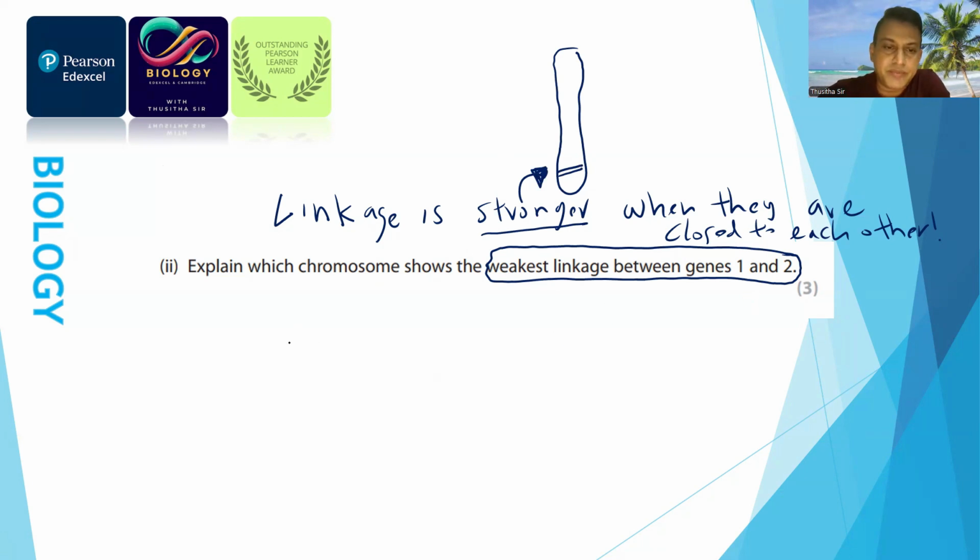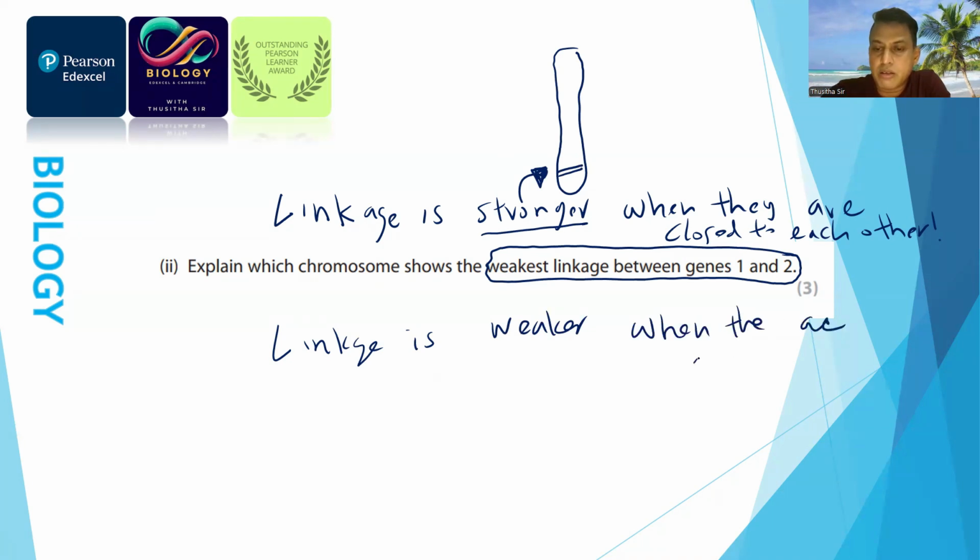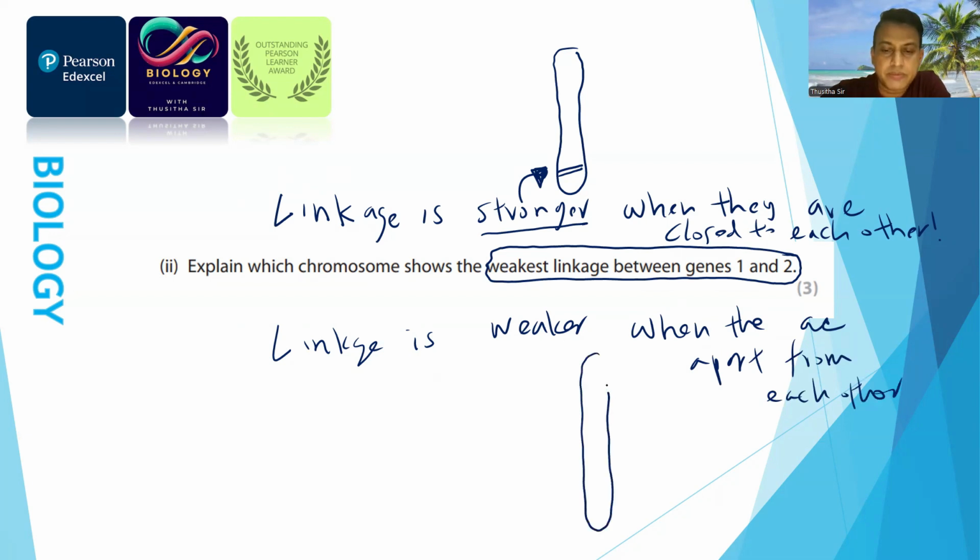So the weakest linkage is weaker when they are apart from each other. From here, this is located here and this is located here. So linkage is weaker when they are located apart from each other. So these are the linked genes. They are located on the same chromosome and they are close to each other. This is a linked gene, and these are not linked genes.